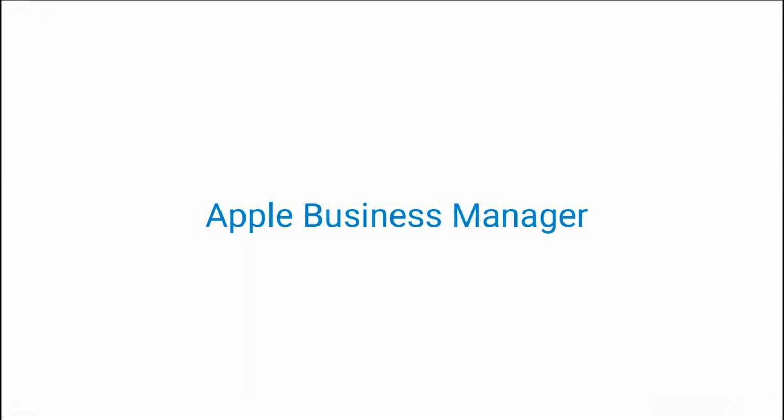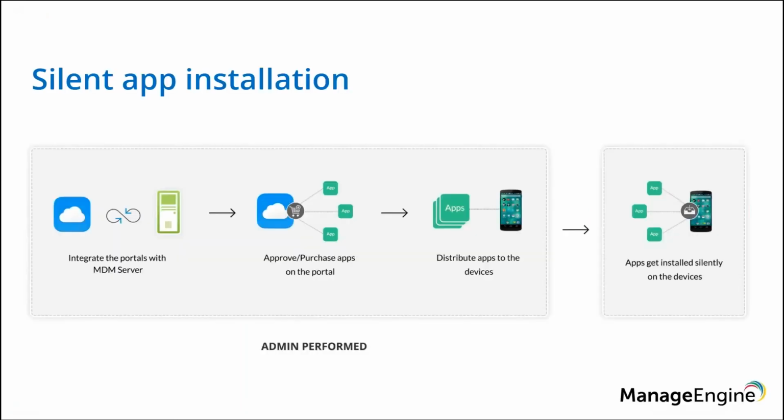First we'll start with the Mac machine. Here we have the ability to integrate the respective portals. It can be your Windows Business Store or it can be your Apple Business Manager solution itself that can be integrated with the MDM server. Once that is done, you'd have to purchase the applications or approve the applications from the respective portals itself, followed by which you can distribute the apps to your devices.